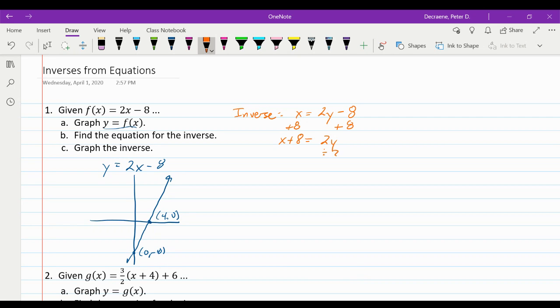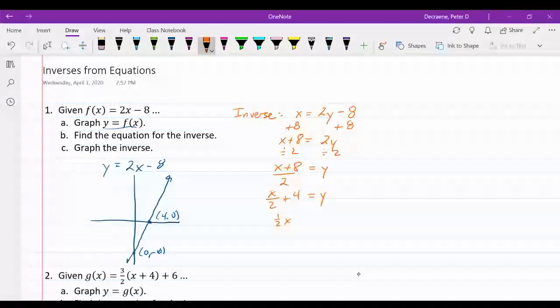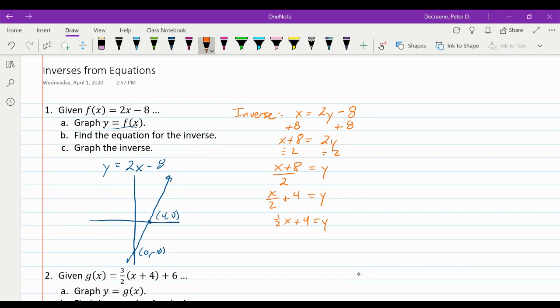We can divide both sides by 2, and we get x plus 8 divided by 2 equals y. If you want, you can distribute the division and get x divided by 2 plus 4 equals y, or x divided by 2 is the same as 1/2 x plus 4 equals y. I'm going to draw that on the same grid.